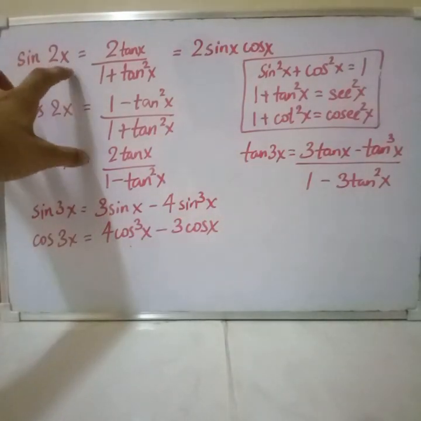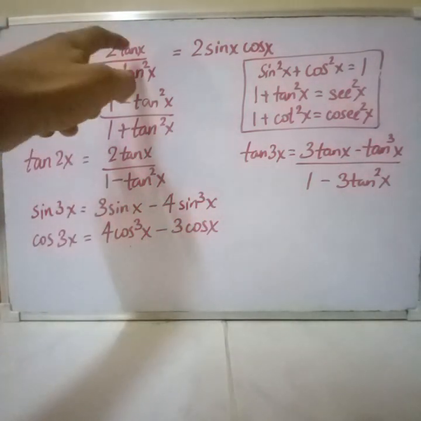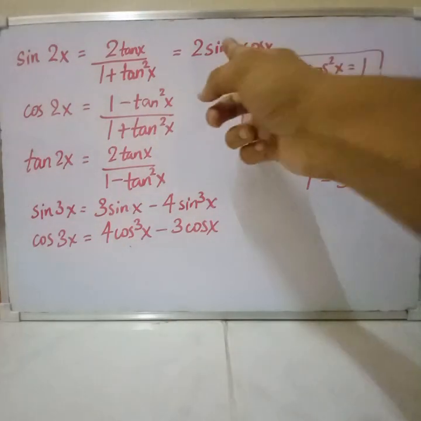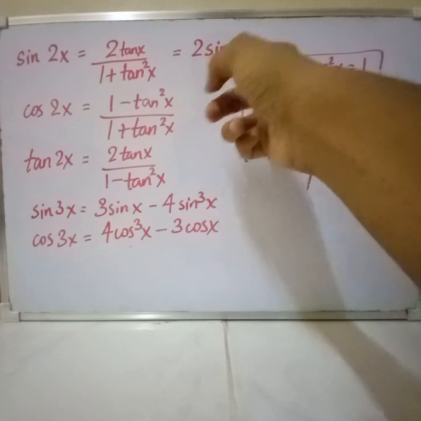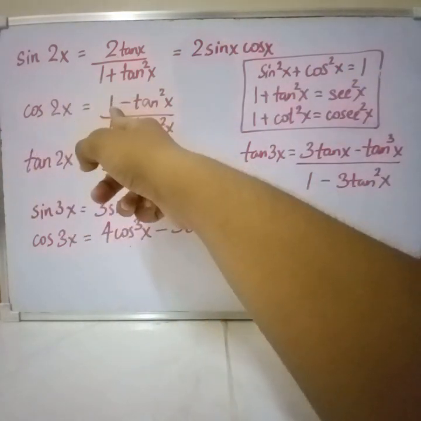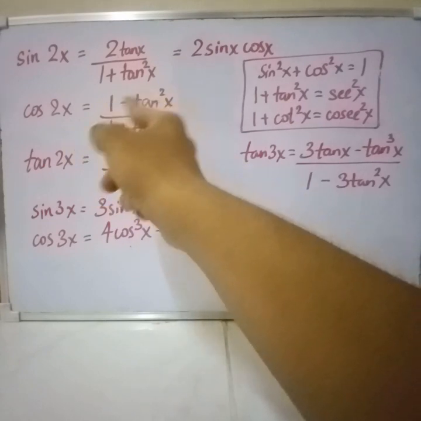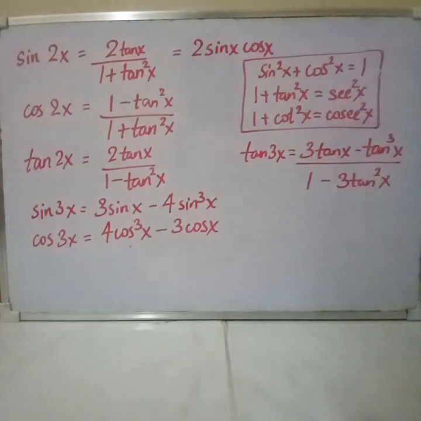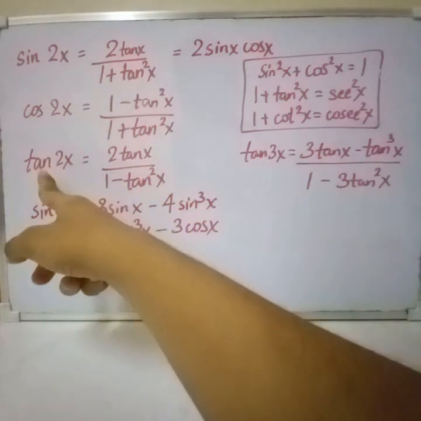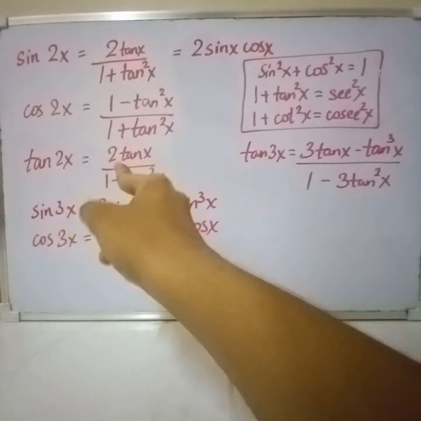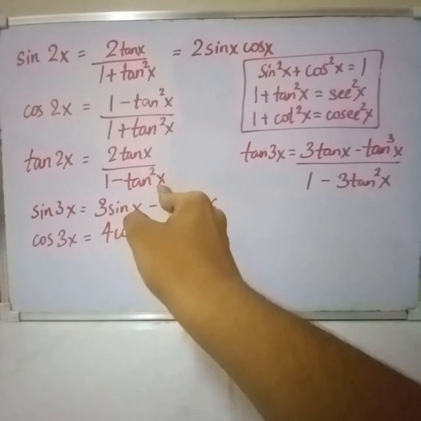Sine of 2x will be equal to 2 tan x by 1 plus tan squared x. Otherwise it can also be written in this form: 2 sin x cos x. And for cos 2x, we have this formula: 1 minus tan squared x by 1 plus tan squared x. And we have many other formulas also; I didn't mention many of them. Then tan 2x is also there.